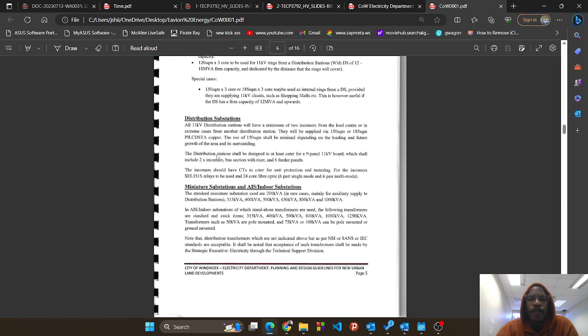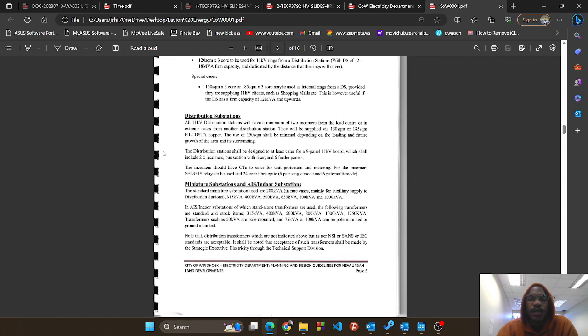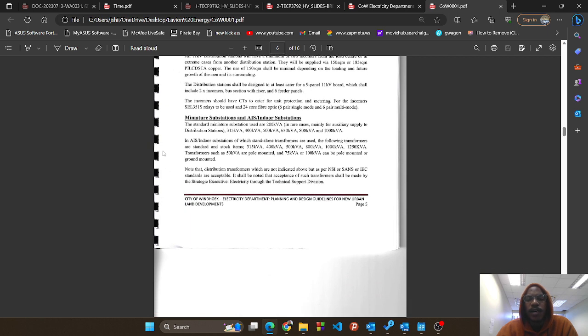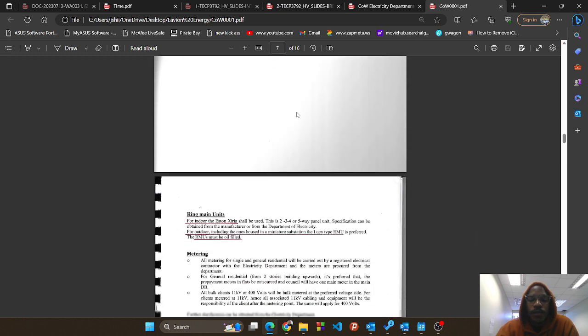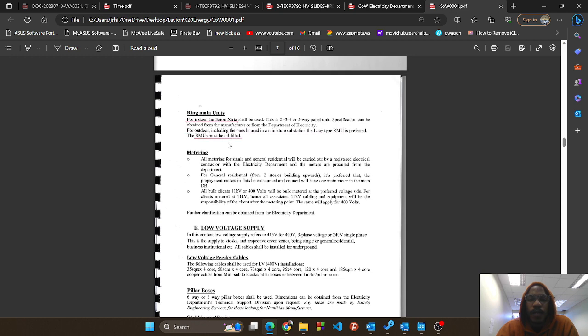You can go through the distribution substation, what it means, miniature substation, and indoor substation. And then for the miniature substations, we have different ratings depending on how many loads you have. So for City of Windhoek, they allow for a 315, a 400 kVA, a 500 kVA, a 630 kVA, depending on your load connected to that miniature sub. So ring main.